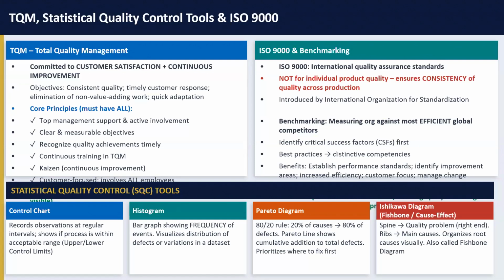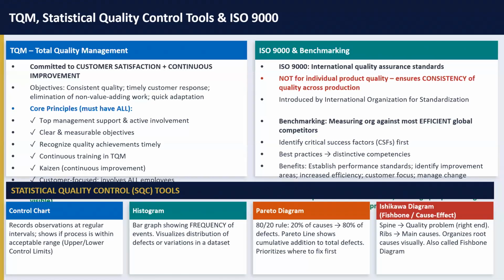Then continuous training in TQM. Everybody needs to be trained to maintain good quality. Kaizen, continuous improvement. And customer focused, and it involves all the employees. Okay. Then comes ISO 9000 and benchmarking.